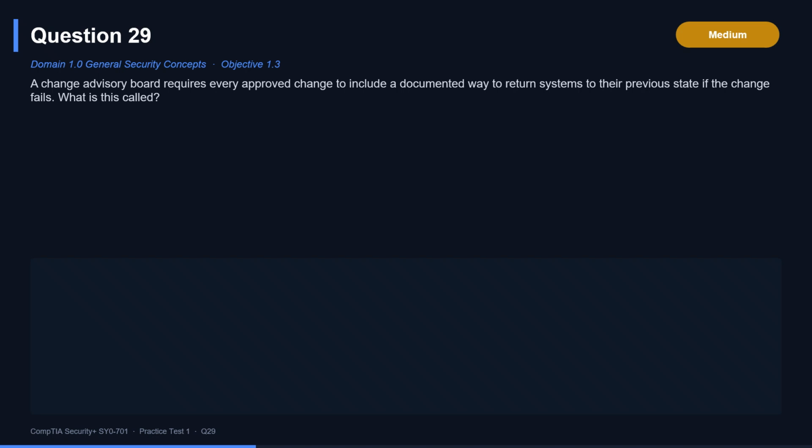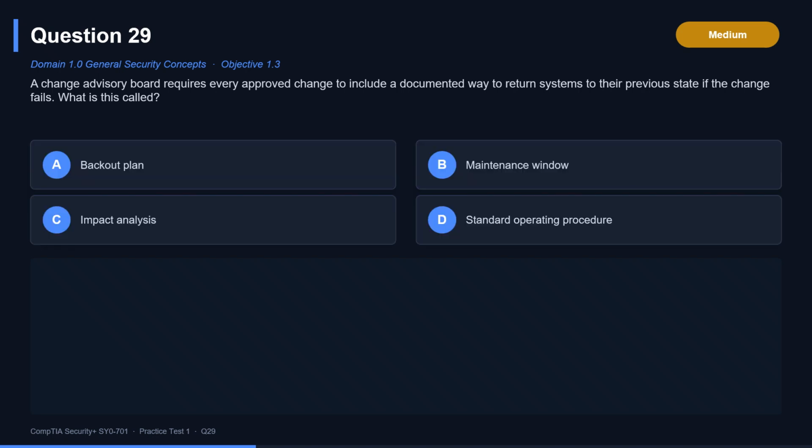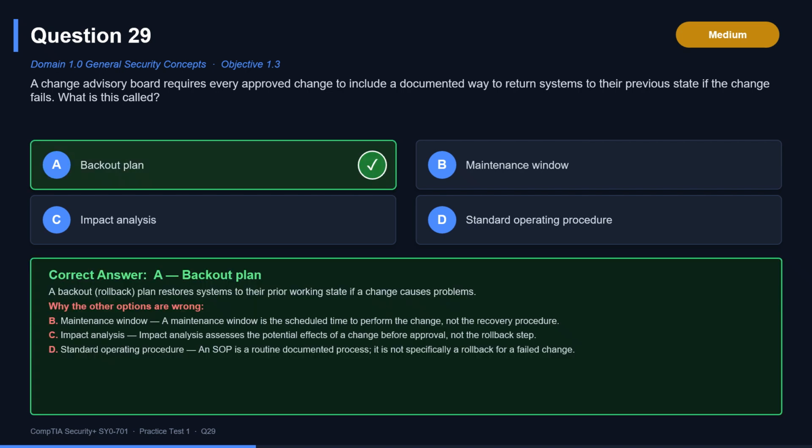Question 29. A change advisory board requires every approved change to include a documented way to return systems to their previous state if the change fails. What is this called? The correct answer is A, backout plan. A backout or rollback plan restores systems to their prior working state if a change causes problems.